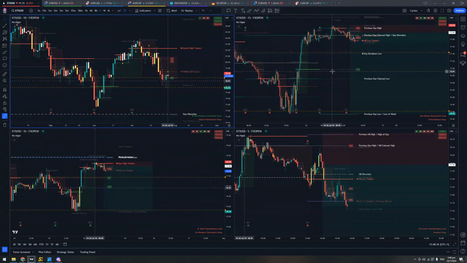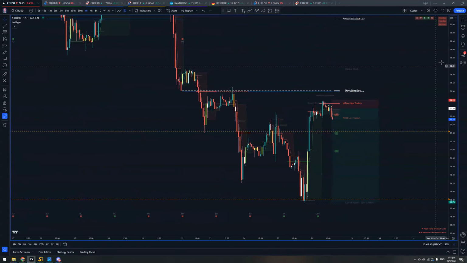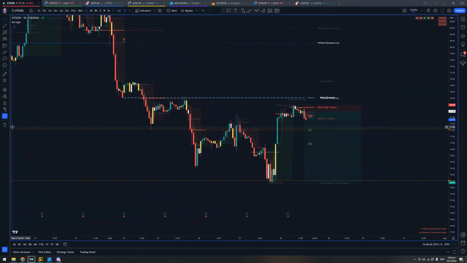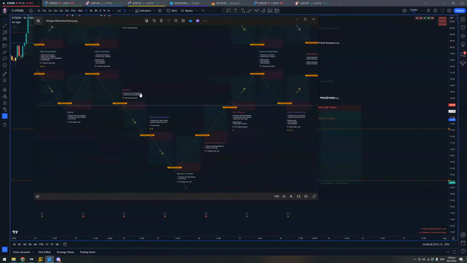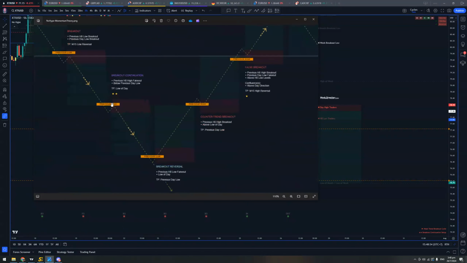So oil, what I saw was a breakout of the previous week low, and then today faked out the previous high. So what that is, I can see that oil is now in a breakout low, faked out the previous high.